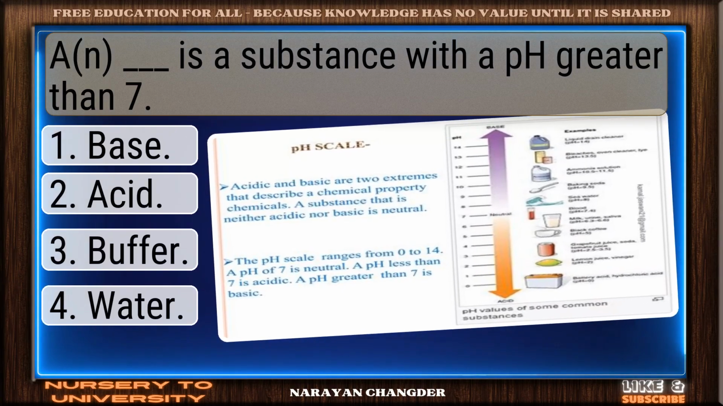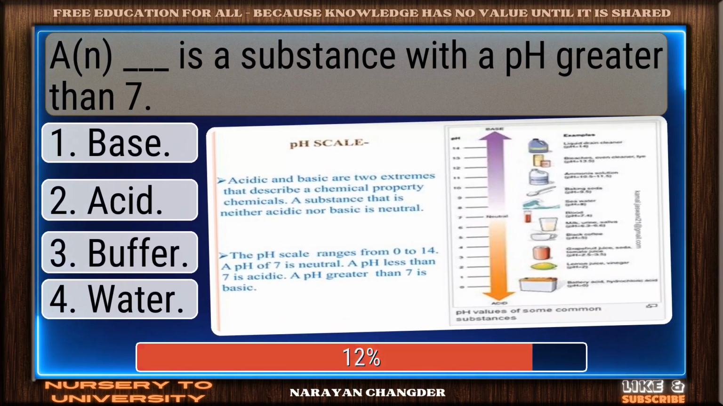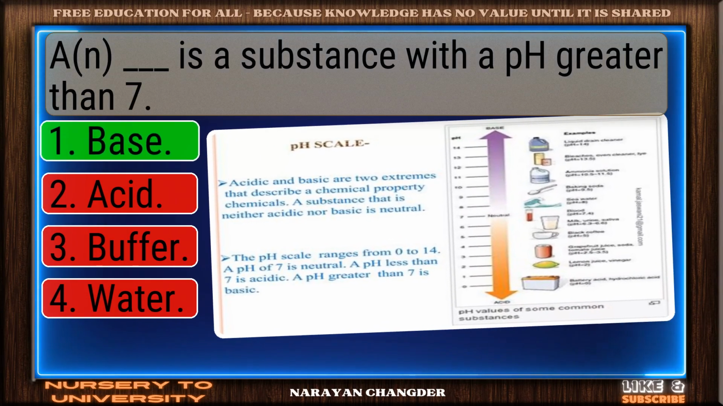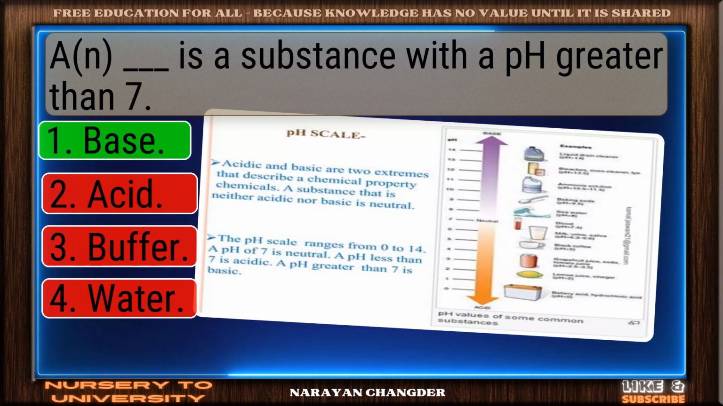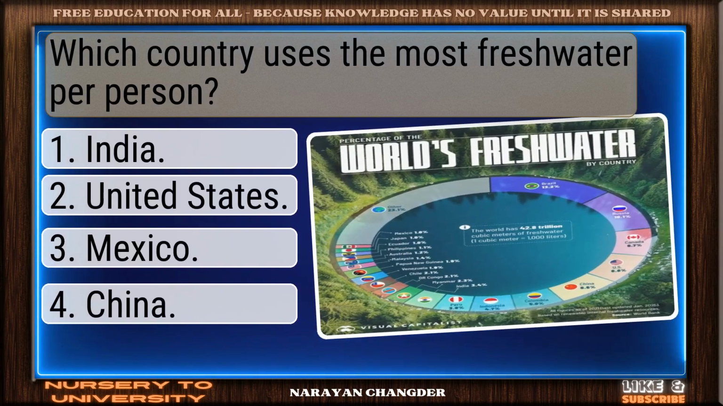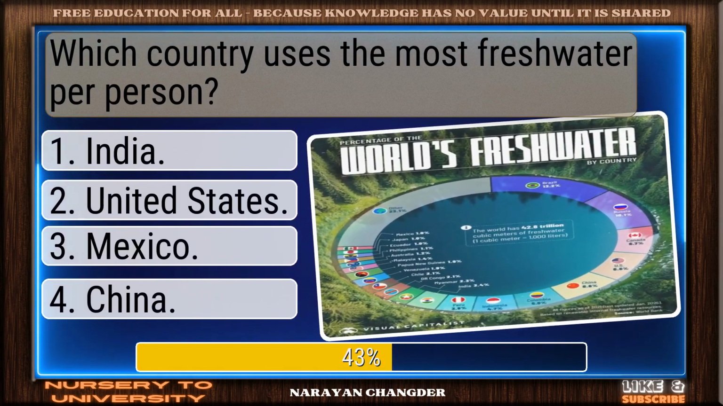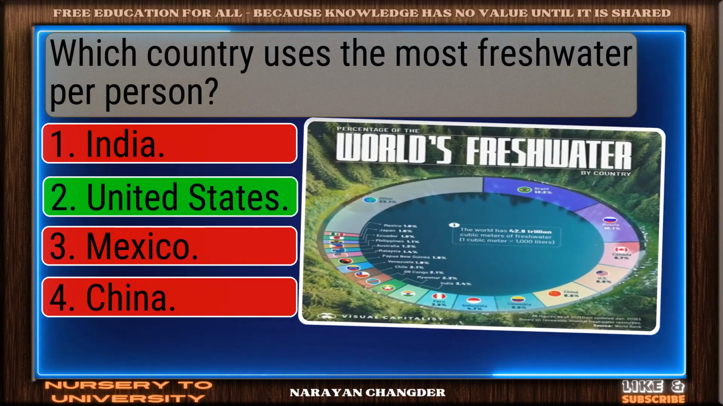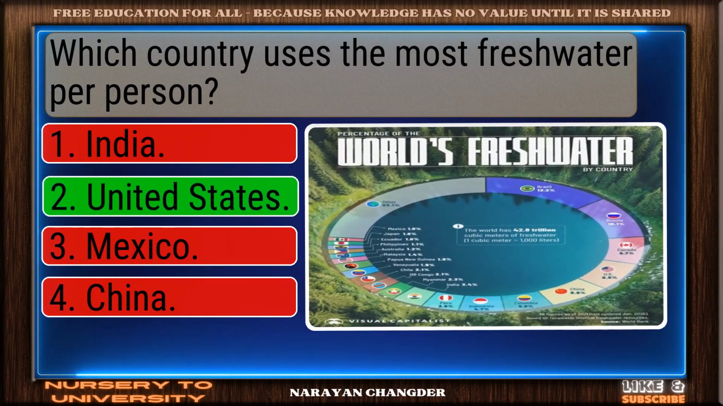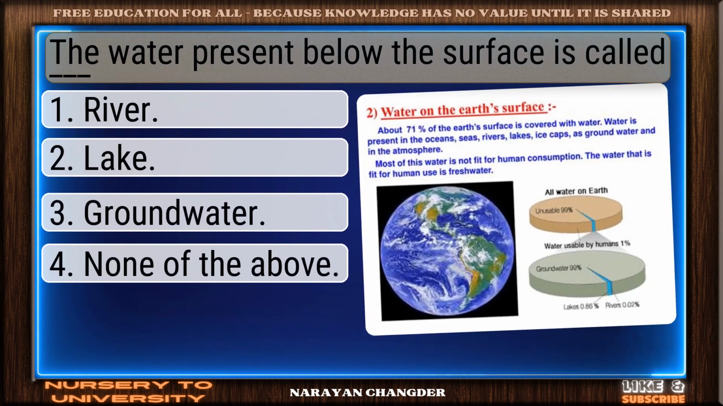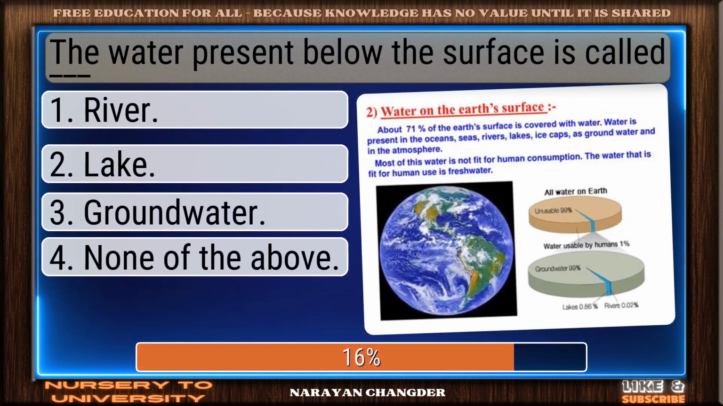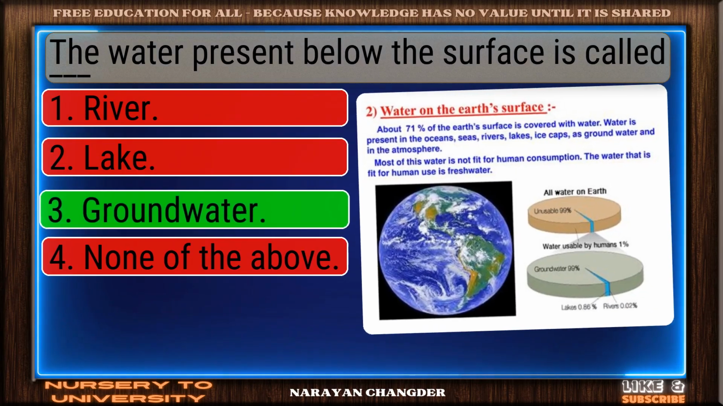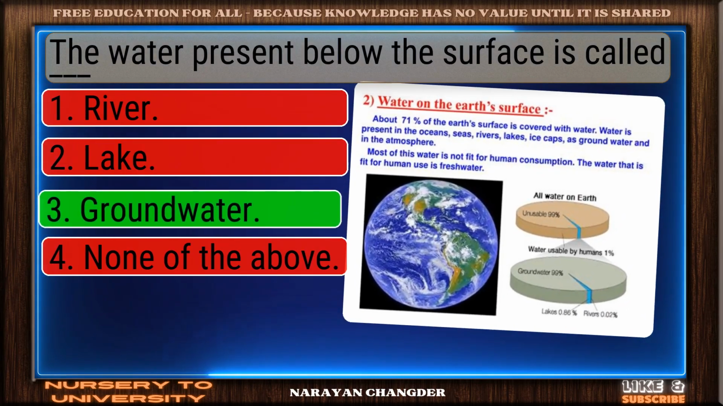A dash is a substance with a pH greater than 7. Strong choice. Base is the right answer. Which country uses the most fresh water per person? Correct response. United States is the most accurate answer. The water present below the surface is called dash. Good thinking. Groundwater is the right answer.